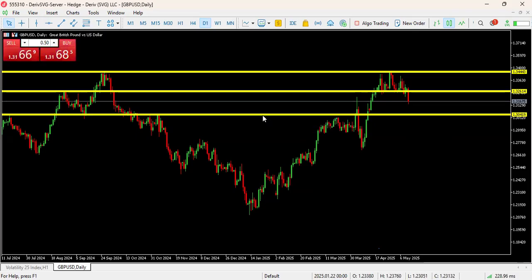Now, is this place a key level? Yes or no? Yes, all right? It is a key level.